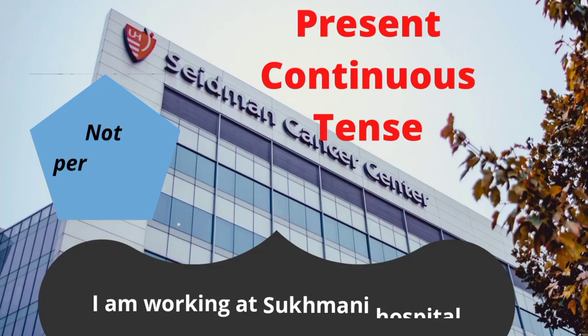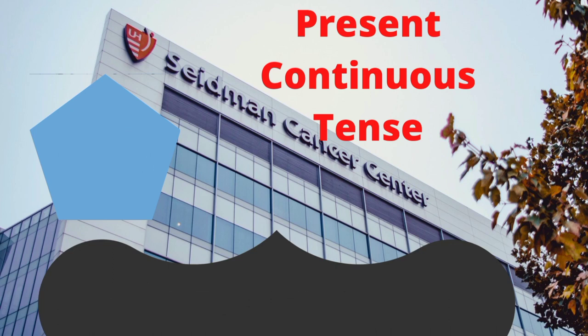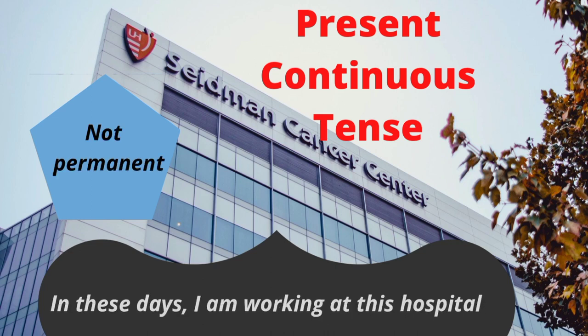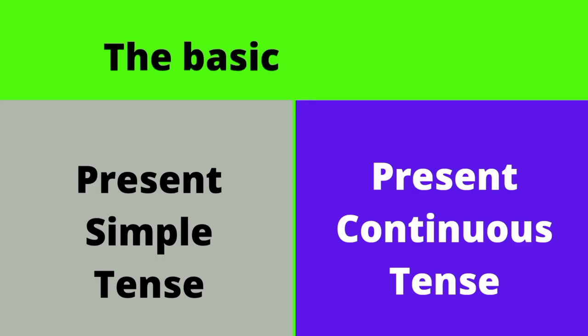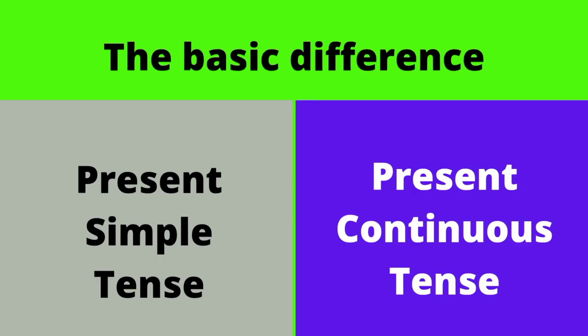It may be that I'm working at Sukhmani Hospital at this time. It is not permanent. I'm not living there permanently. I'm not working in this hospital permanently. It is not my permanent job. These days, I'm working in this hospital. Hope you could understand the basic difference between present simple and present continuous tense and where to use present continuous tense.